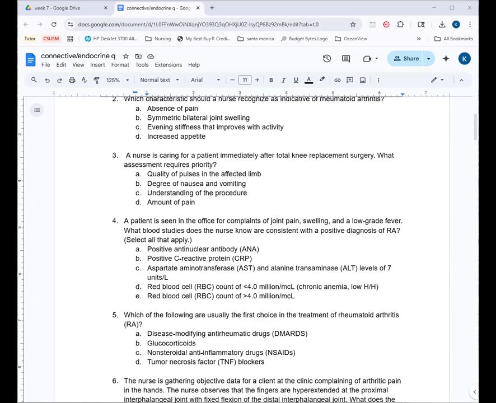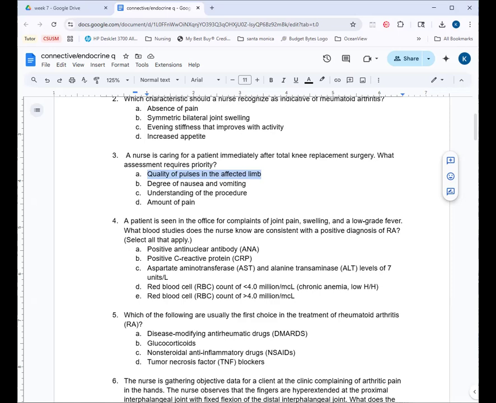Number three, yes, quality of pulses in the affected limb. That's going to be super important because that sounds like the 3 Ps to me if I've ever seen one. If you have pulses that went from +2 and all of a sudden it's nothing, you ain't feel nothing on the other side. It's not good. Amount of pain, of course, that technically can be part of the 6 Ps as well.